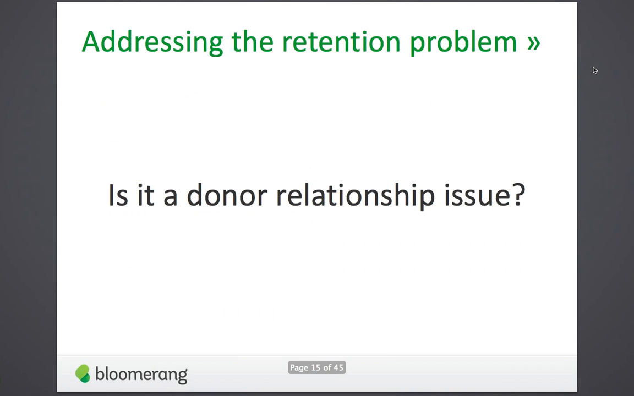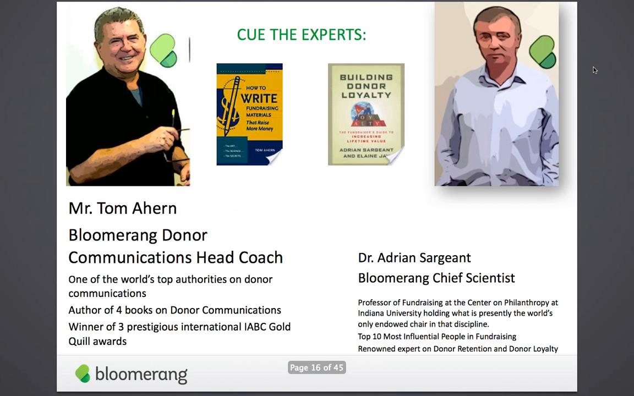So, addressing the retention problem. I'm often asked, how do we go about that? And I think the first thing is to understand that the retention problem really is a donor relationship issue. It all stems from how we build relationships with the donors, and how good a case we have for keeping them in the fold and keeping that retention rate up.